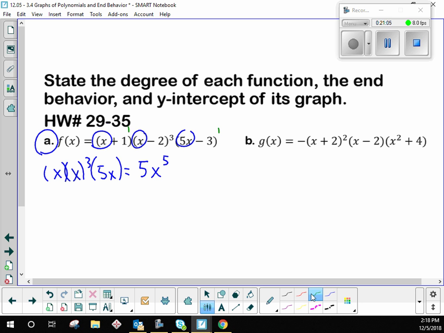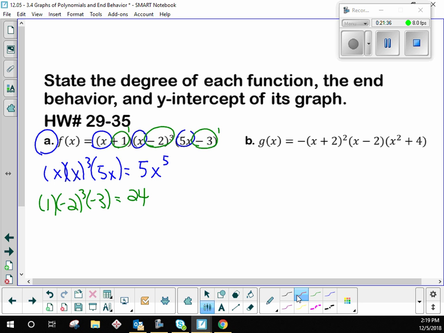And then for the y-intercept, now we're multiplying the last terms together. So that's 1 here, negative 2 cubed here, and negative 3 here. So that's 1 times negative 2 cubed times negative 3. So negative 2 cubed, negative, negative, negative, what's that sign going to be? Negative. So this is negative 8 times negative 3, which is positive 24. So all we've done right here is gathered information. I haven't actually answered the question.